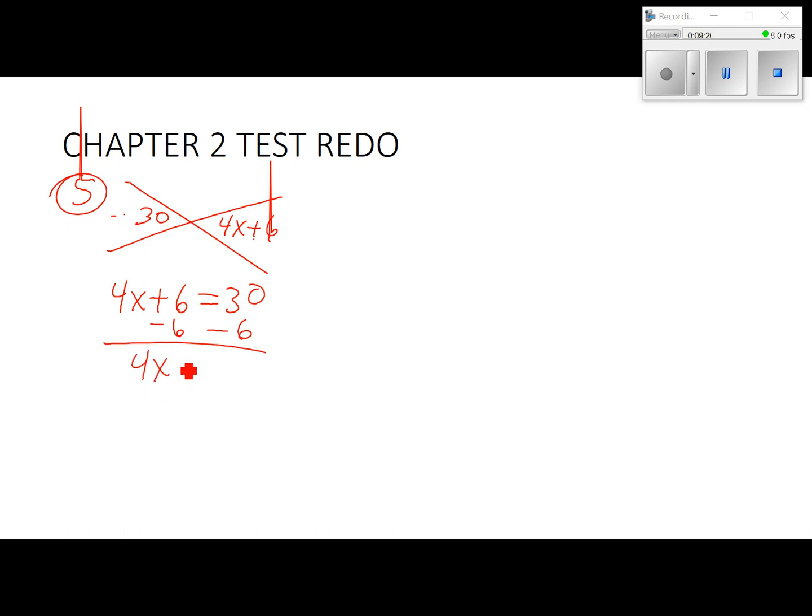You end up with 4x equals 24. Divide by 4. You end up with x equals 6. That should be one of the answers on there.